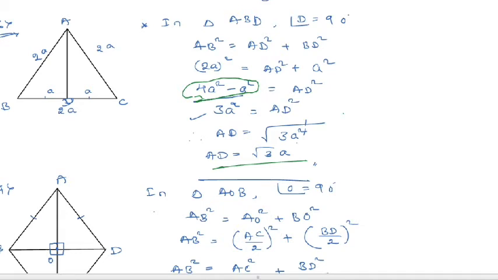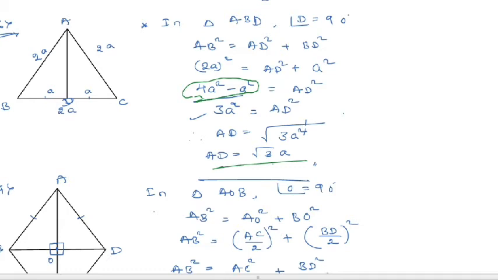Now, problem number 7. Prove that the sum of the squares of the sides of a rhombus is equal to the sum of the squares of its diagonals. The question is, prove that the sum of the squares of the sides of a rhombus.